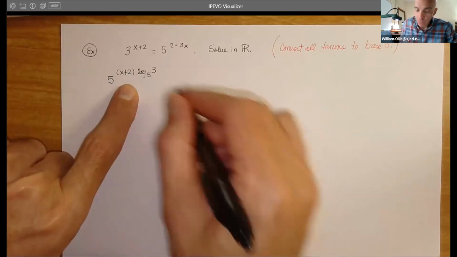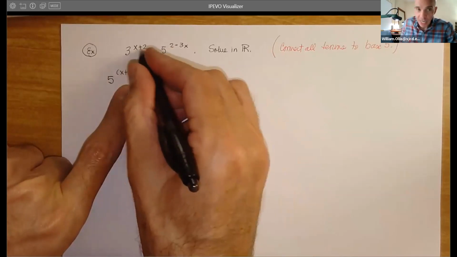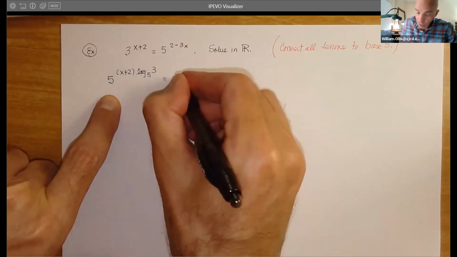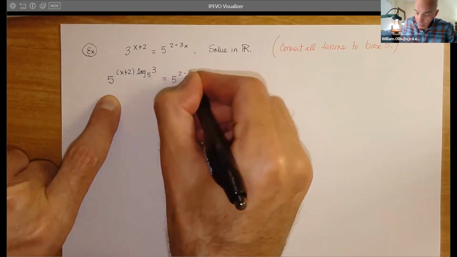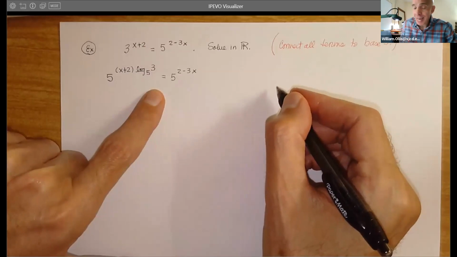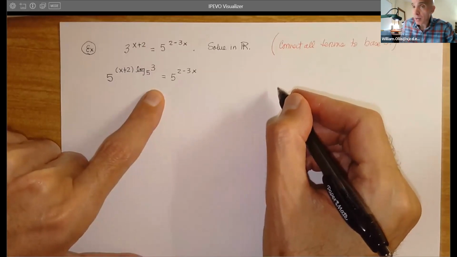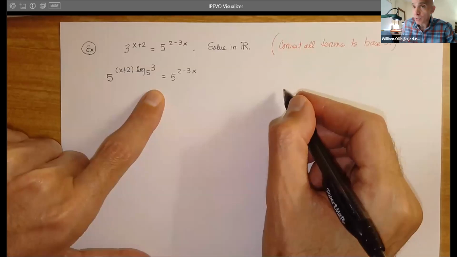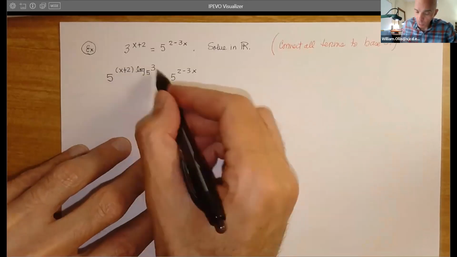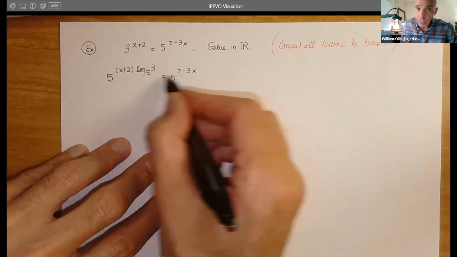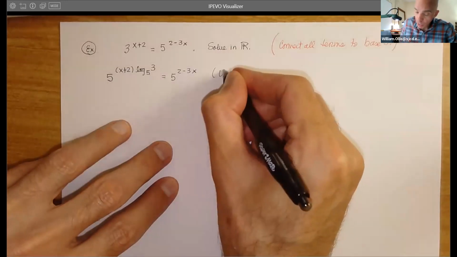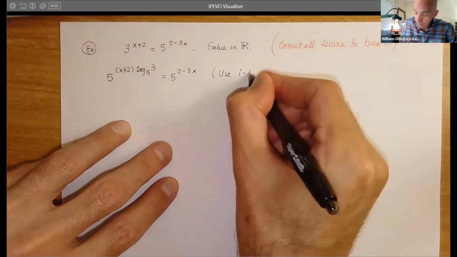So now, if we change base 3 to the x plus 2 to base 5, we get exactly this. And then we can set this equal to 5 to the 2 minus 3x. So this offers a technique that's actually quicker than taking natural logs. And then at the end, if you want to change to natural logs, you can to evaluate. But now when we look at this and we look at what's going on, we have the equality of 2 exponential functions of the same base. So now we use the one-to-one property.